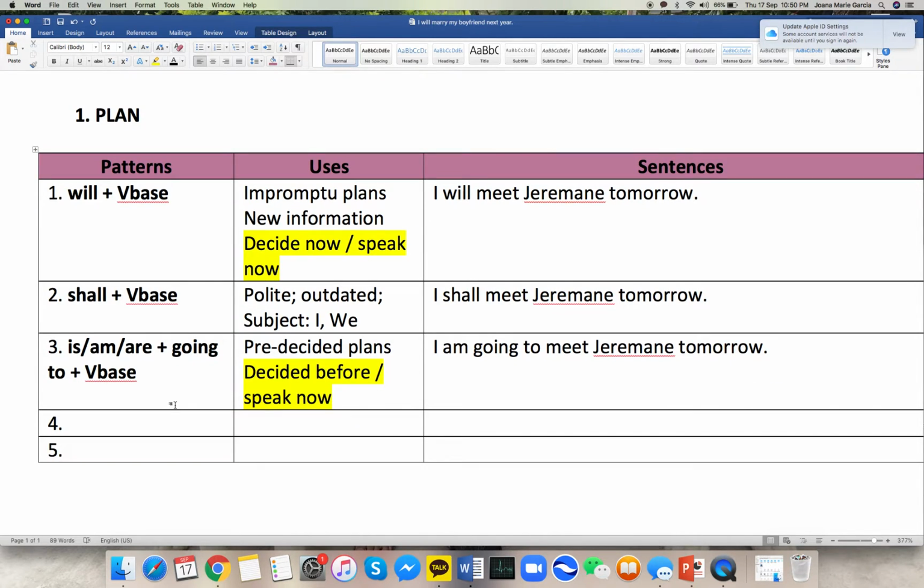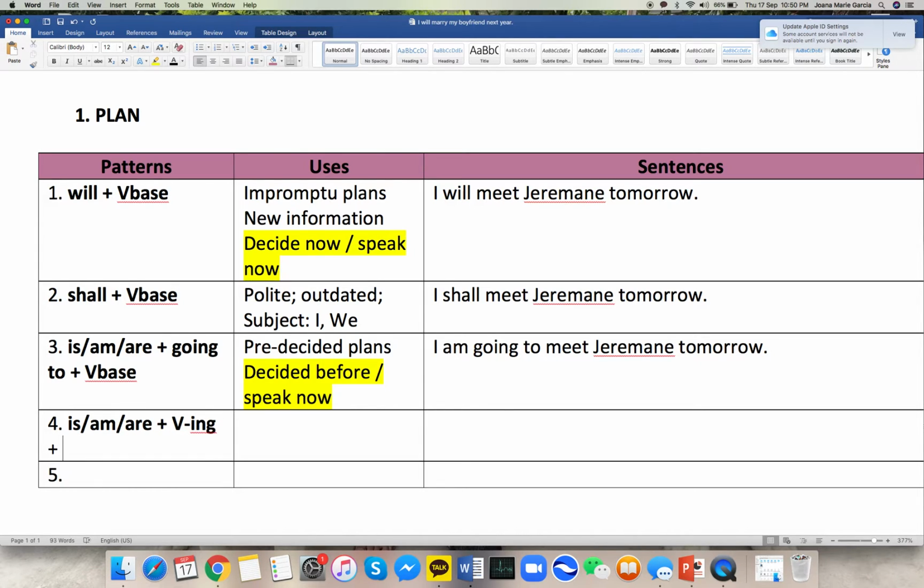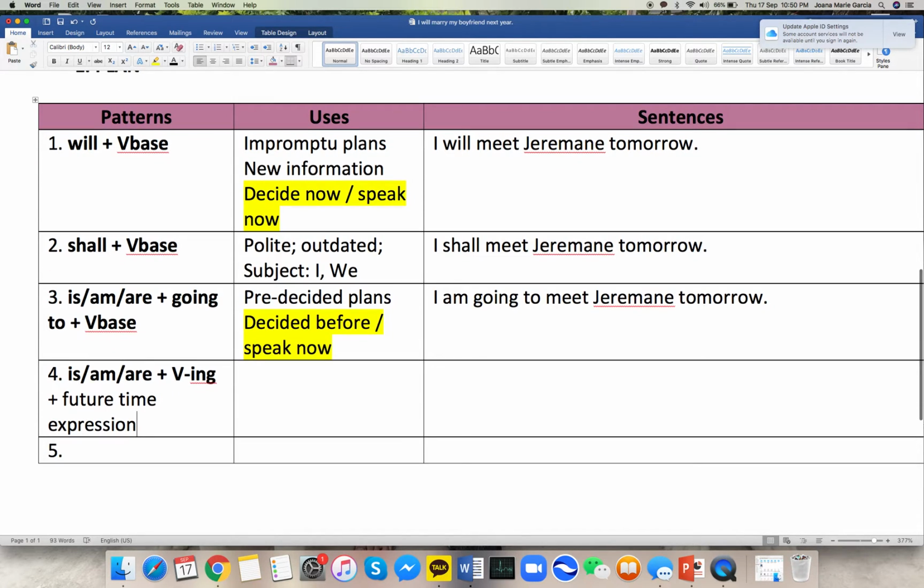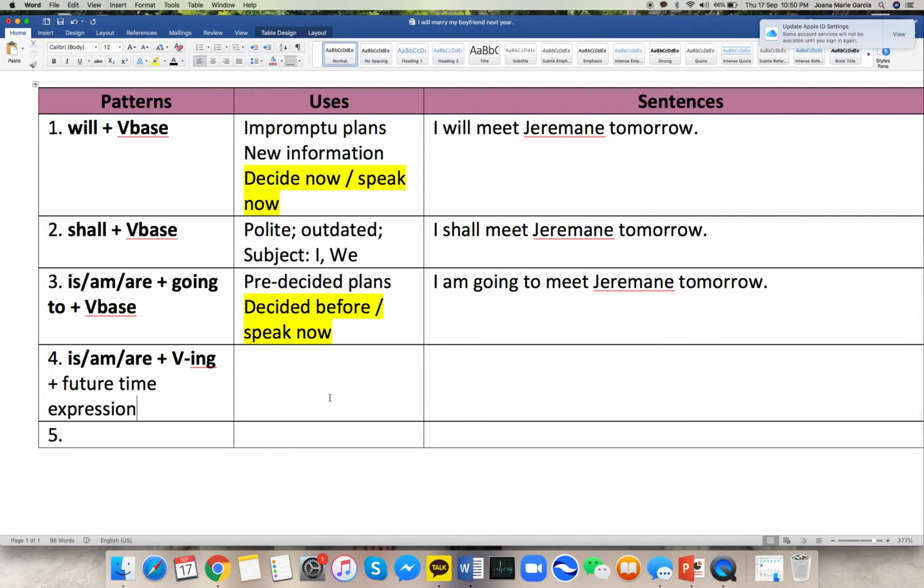Let's make it more difficult. Let's study the next pattern. The next pattern is am/is/are plus V-ing. Remember, there should be a future time expression. Now, why is the future time expression necessary? Because am/is/are plus V-ing is also used for the present continuous tense, okay?